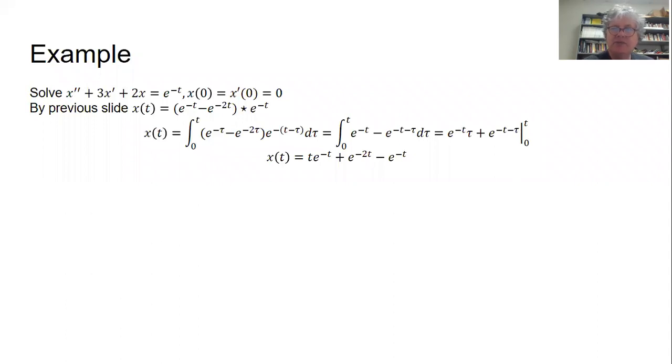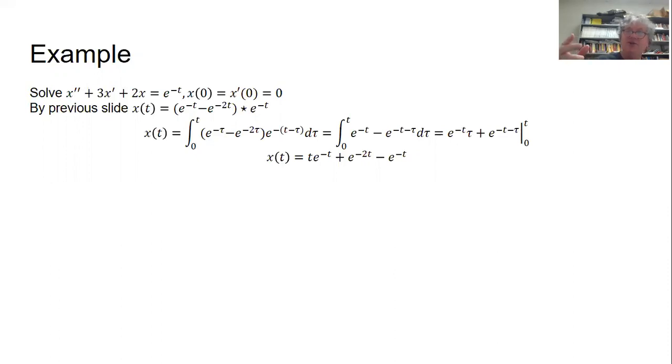So we get t times e to the minus t. We get nothing when we plug in 0 in that. And then for the second term, we do plug in t. So we get e to the minus 2t minus, and then when we plug in tau equals 0, we get e to the minus t. That's pretty simple.